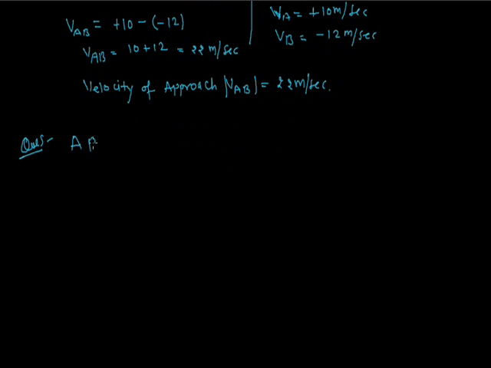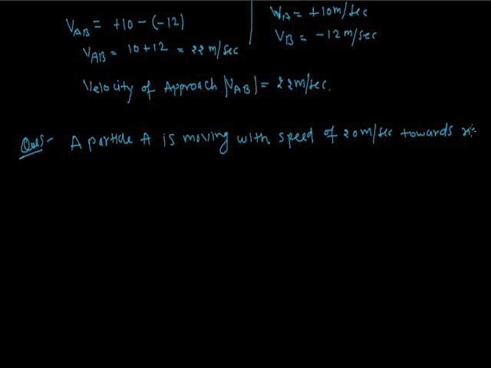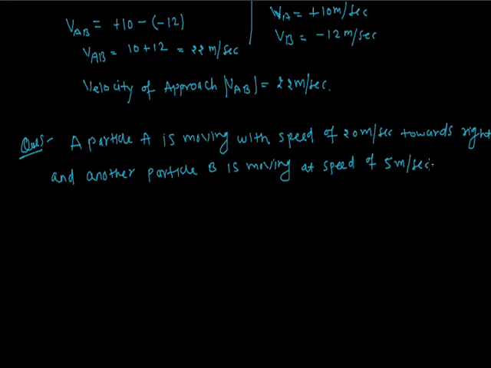A particle A is moving with a speed of 20 meter per second towards right, and another particle B is moving at a speed of 5 meter per second towards right. So we have to find out the velocity of separation.